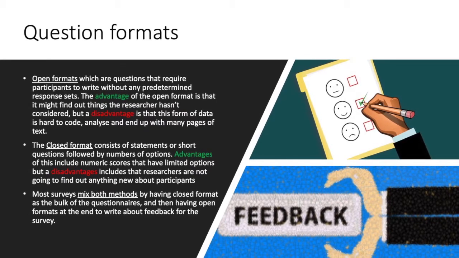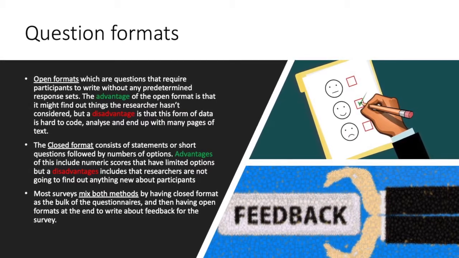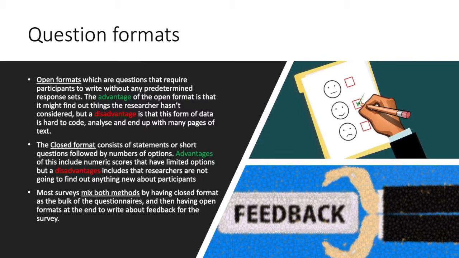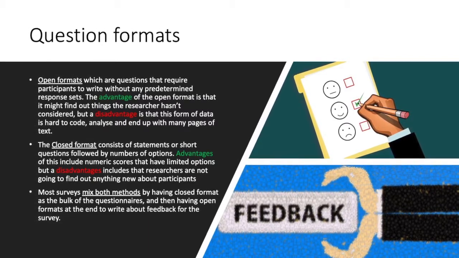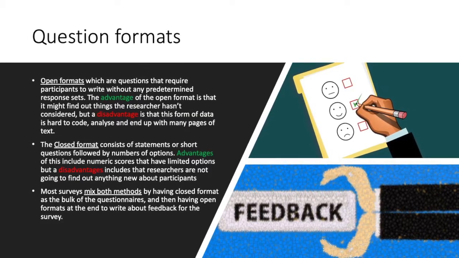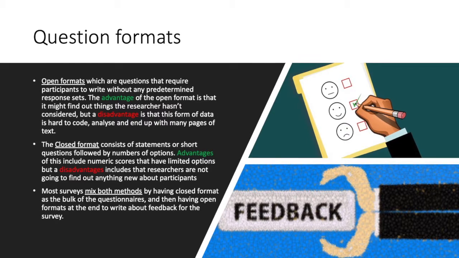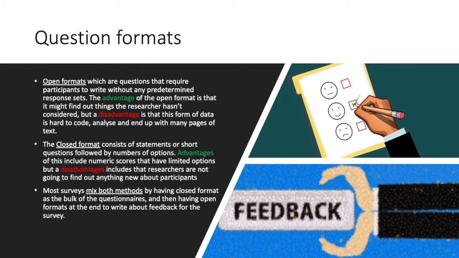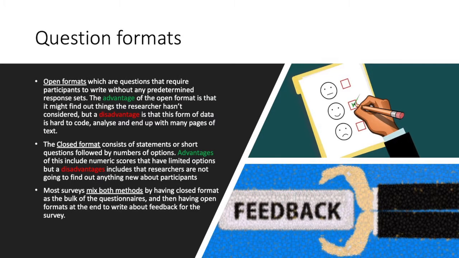The closed format consists of statements or short questions followed by a number of options. Advantages of this include numeric scores that have limited options, but a disadvantage is that researchers are not going to find out anything new about the participants. Most surveys mix both these methods by having closed format as the bulk of the questionnaire, and then having open formats at the end to write about how participants find the study, so the feedback for the survey.